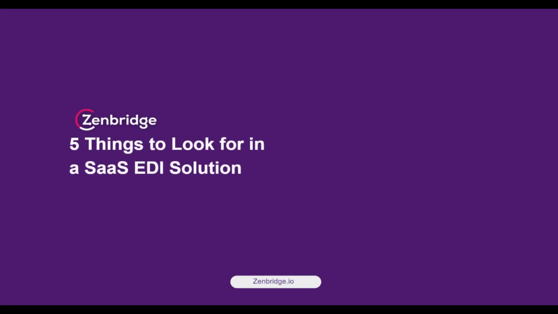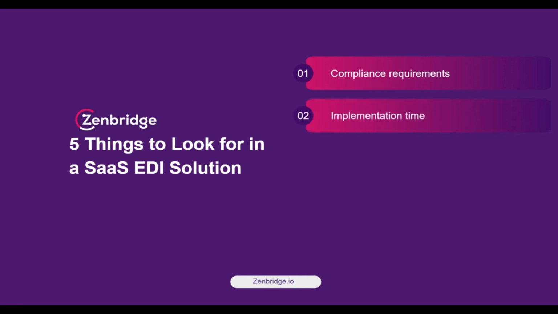If you're considering picking a SaaS EDI solution for your EDI integrations, here are five things you should look for. First criteria is compliance requirements, whether the platform can fulfill the compliance of your trading partners. Second is implementation time. How much time will it take to make you EDI capable? Third is EDI volume. It should be able to handle your EDI as you upscale. Fourth is customer support. Support is what many EDI solution providers fail to provide today. So look out for the one that emphasizes their support.